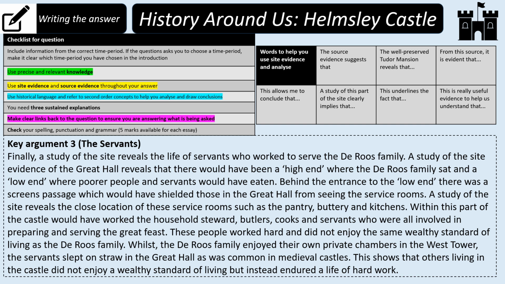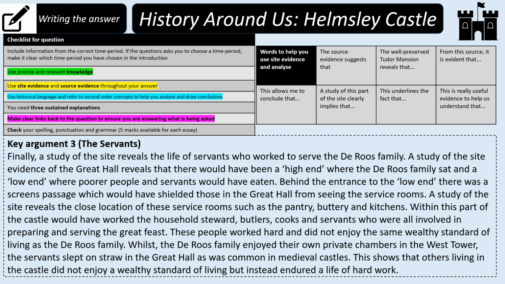Whilst the De Roos family enjoyed their own private chambers in the West Tower, the servants slept on straw in the Great Hall, as was common in medieval castles. This shows that others living in the castle did not enjoy a wealthy standard of living, but instead enjoyed a life of hard work. So there you have it. That's how you answer a question about diversity.